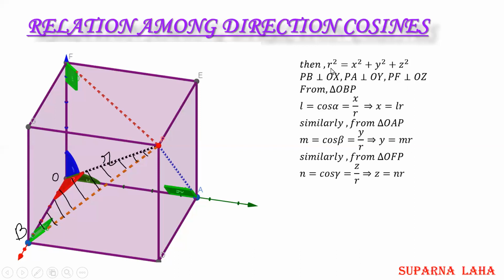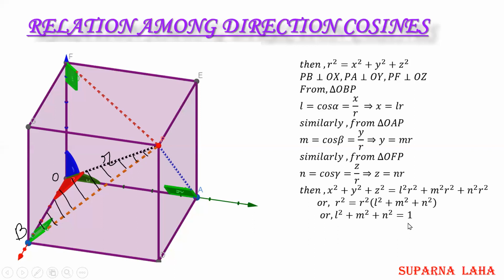Now we have a relation between r, x, y, and z. That is r square equals x square plus y square plus z square. Just put the values of x, y, and z. So you will find x square plus y square plus z square is l square r square plus m square r square plus n square r square. Take r square common, so r square into l square plus m square plus n square. And this is again r square. So on both sides r square will cancel. So l square plus m square plus n square equals 1. So this is the relation between the direction cosines of a line OP.